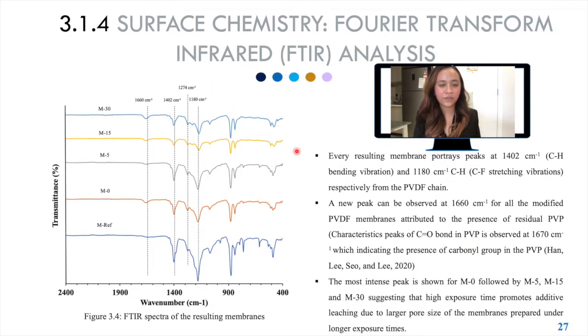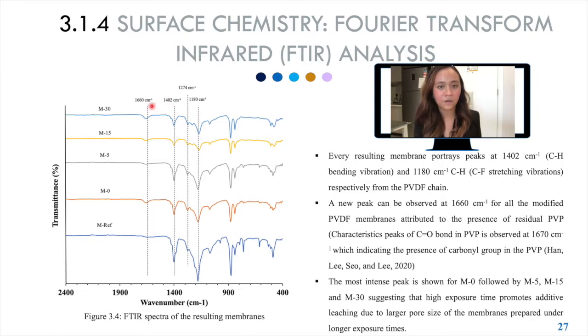In terms of FTIR, the FTIR spectra in figure 3.4 imply how Webb's can positively enhance the membrane surface hydrophilicity. Every resulting membrane portrays peaks at 1402, which indicates the presence of CH bending vibration, and 1180, which indicates the presence of CF stretching vibrations, respectively from the PVDF chain.